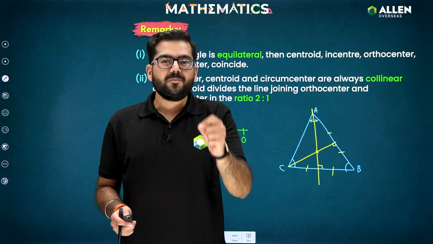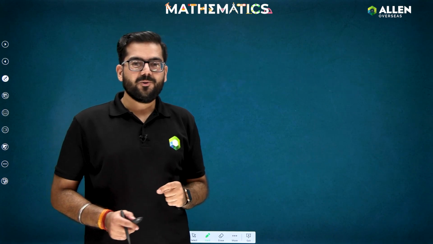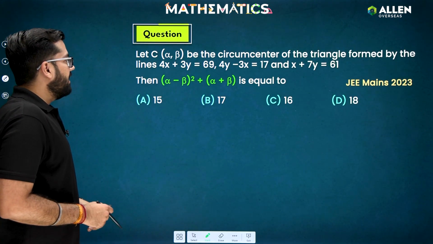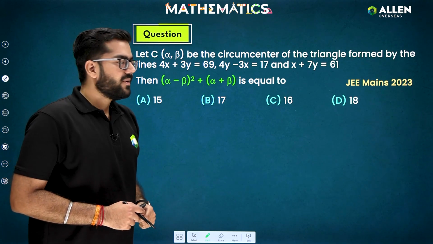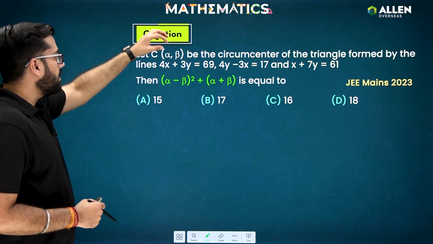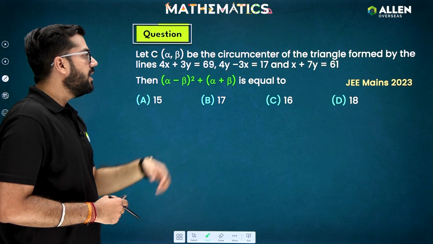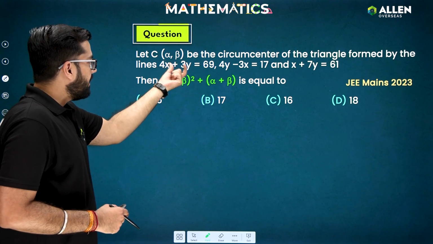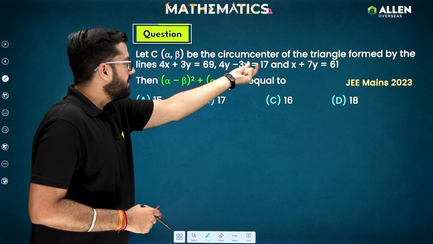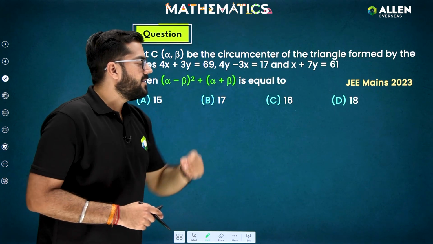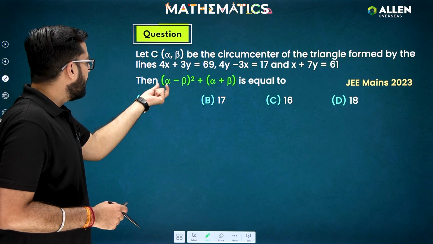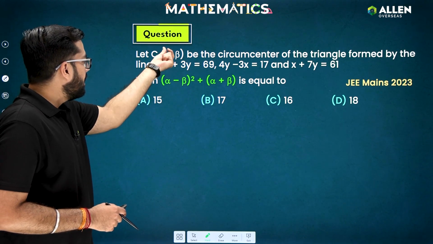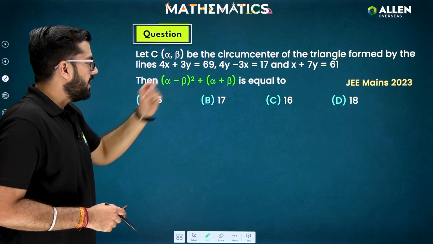Now it's time to do a PYQ on the basis of all these, which is from 2023. And the question is: let alpha comma beta be the circumcenter of the triangle formed by the lines. The one line we have is this one, the second line is this one, and the next one is x plus 7y is equal to 61. Now we need to find alpha minus beta whole square. That means we need to find this expression.